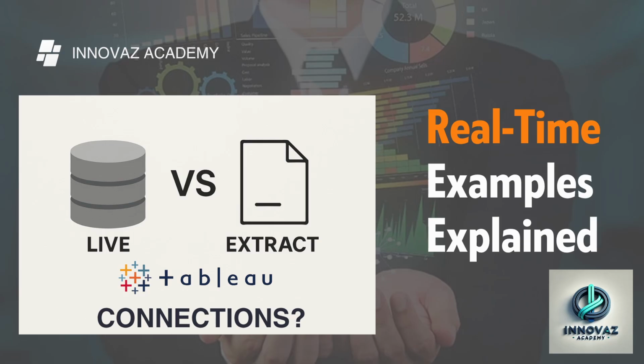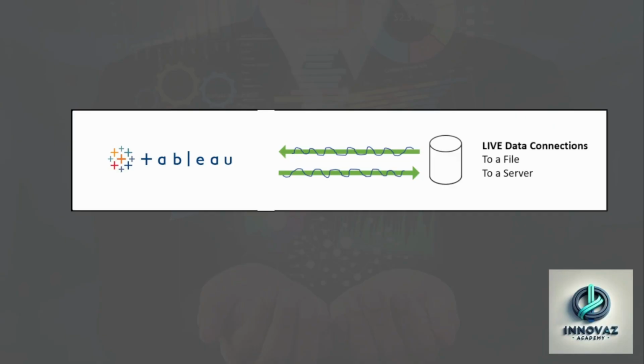In Tableau, live and extract connections are two ways to connect your data sources. Each has its own advantages and disadvantages. This completely depends on your use cases. First, let's talk about live connection. A live connection means Tableau directly queries the underlying data source in real time. In this case, data is not stored in Tableau at all. It fetches the data on demand.